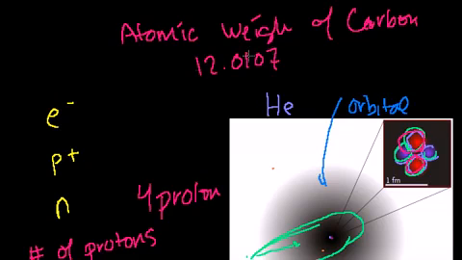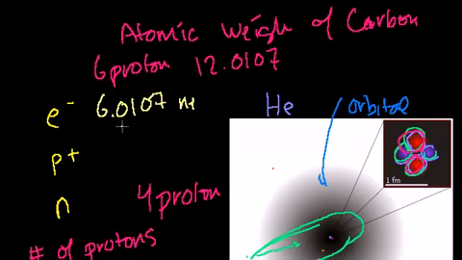Now, what does that mean? Does that mean that carbon has 6 protons, and then the remaining 6.0107 neutrons, it has this fraction of a neutron? No, it means if you were to average all of the different versions of carbon you find on the planet, and you were to average the number of neutrons based on the quantity of the different types of carbon, this is the average you would get.